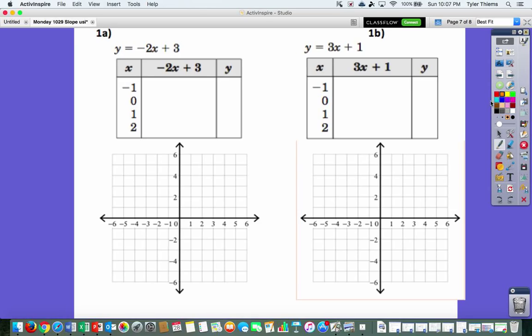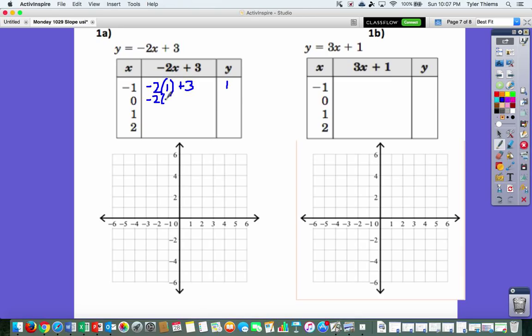Flipping over to the back side, again, we're going to do the same thing. Now notice we have an equation where it's negative 2x plus 3. So here they give us the x values again. We're going to plug in these values in for x. So when x is negative 1 in this first one, so it's negative 2 times 1 plus 3. Negative 2 times 1 is negative 2, plus 3 then would be 1.